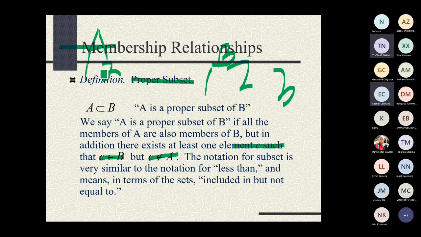But for a proper subset, you just have an extra element which will always be in B, which is not in A. Thank you, sir. Okay.